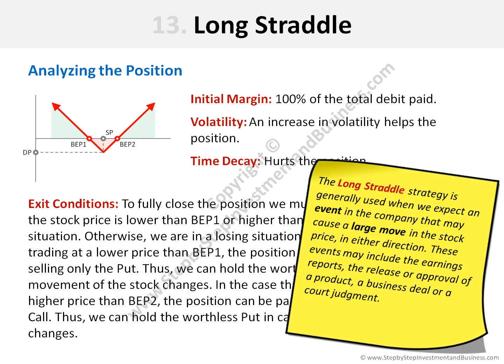The Long Straddle strategy is generally used when we expect an event in the company that may cause a large move in the stock price in either direction. Remember that with this strategy, we can make profits both to the downside and to the upside. So what we expect is a strong move in the stock no matter what direction it is. The events that can cause a large move in the stock price may include the earnings reports, which are released quarterly, the release or approval of a product, a business deal, or a court judgment.